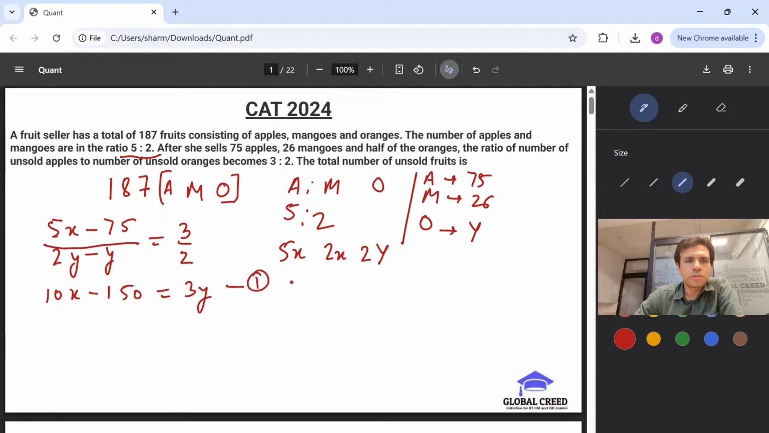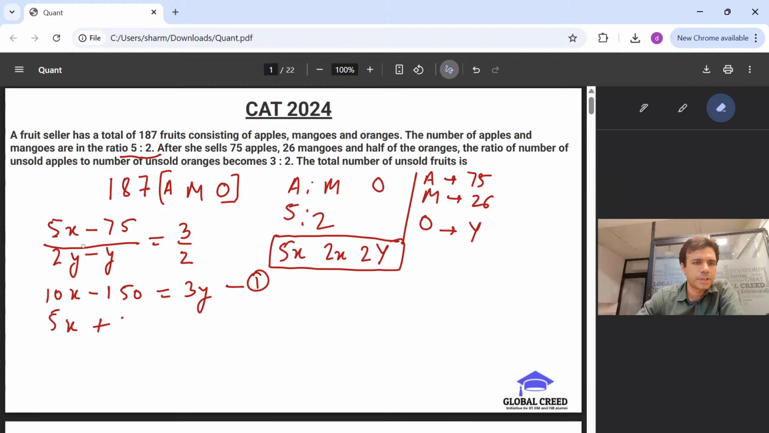The total number of unsold fruit is what we have to find out, but we can also say that these three in fact will give me another equation. What is that equation? 5x plus 2x will give me 7x. So let's directly use 7x here instead of taking 5x plus and so on. So if you look at 7x itself, what do you get?